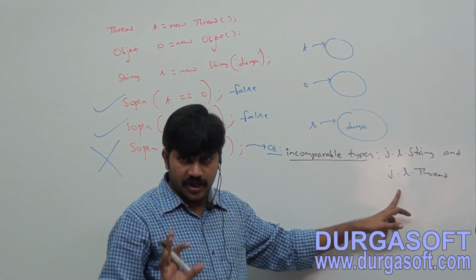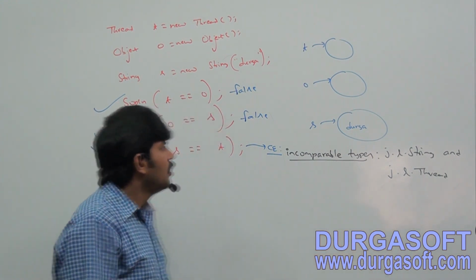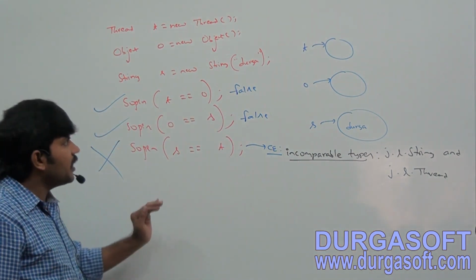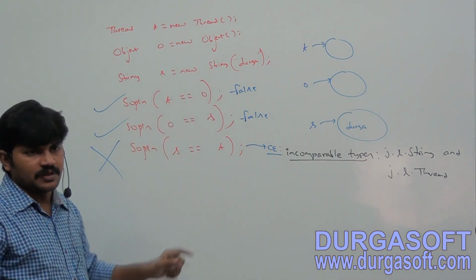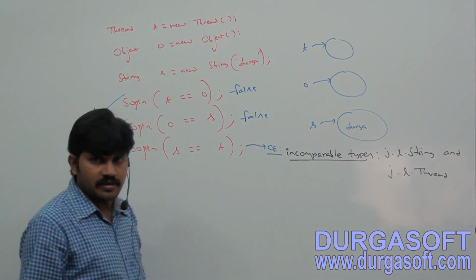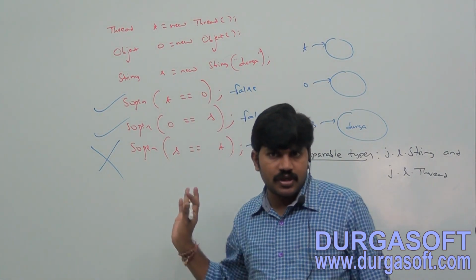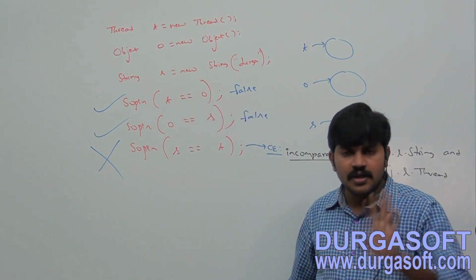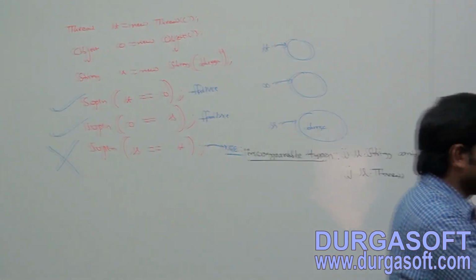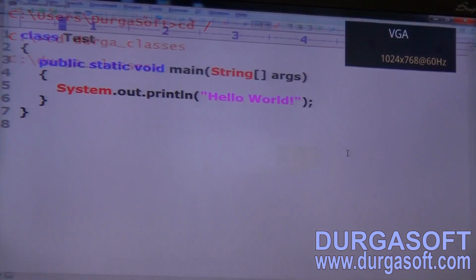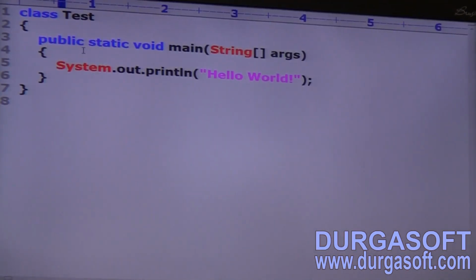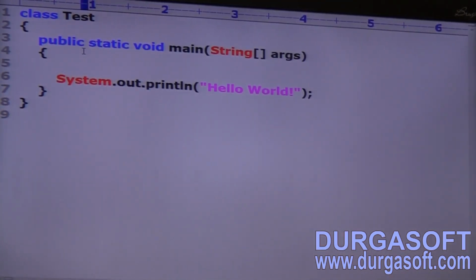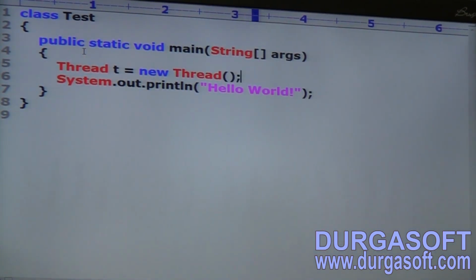Make sure you people are aware. Are you able to understand that? So to apply equality operators for object types, there should be some relation. If there is no relation, we are going to get a compile time error. Clear example, right? Let me execute this code. Just observe. What is the first object? Thread. I am taking Thread T is equal to new Thread.